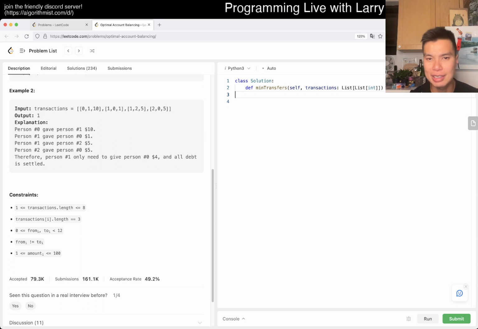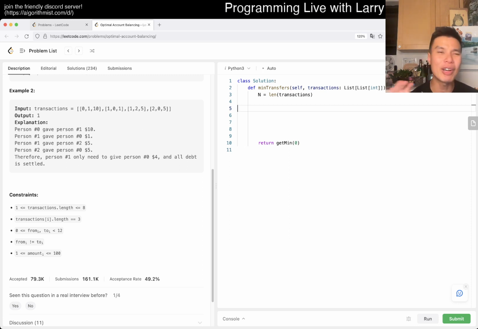Okay, so let's just say n is equal to the length of transactions, right? And then we return, maybe say get_min of 0, and this one we're gonna use bitmask. I already did a very brief overview of bitmask on the July 1st daily problem, and it's the same idea. So I don't want to repeat things on the same day, so definitely check out that problem and let me know if you have any questions on bitmask.